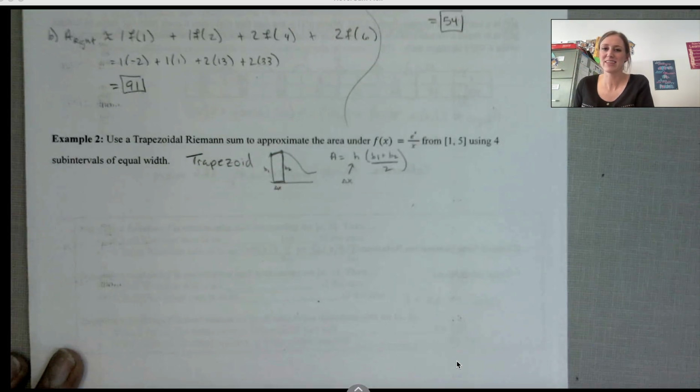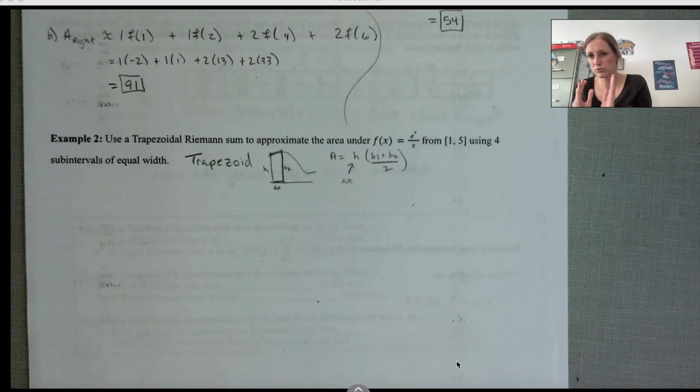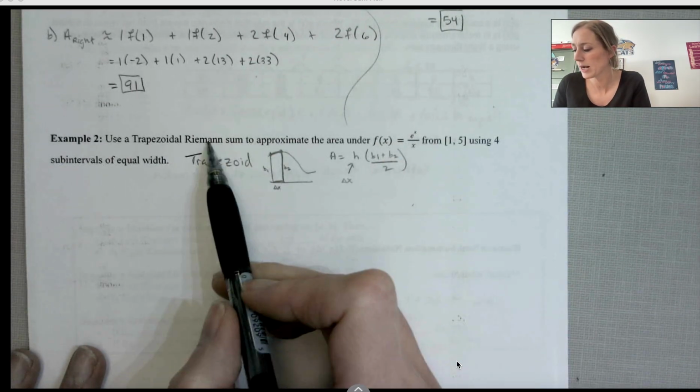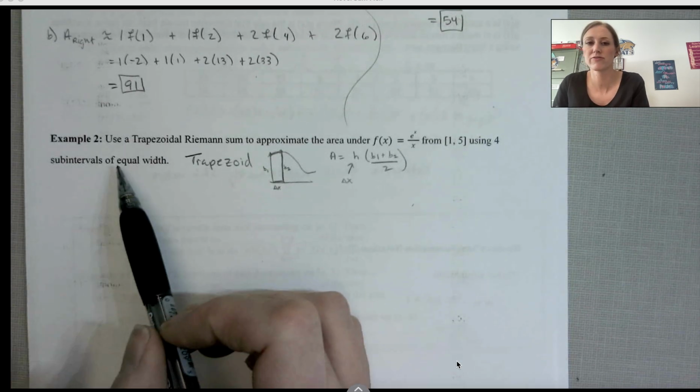Okay, so that is how I find the area of a trapezoid. So instead of doing rectangles, we're just doing trapezoids. Okay, so let's look at this. So here's our function f of x. We're using a trapezoidal sum. We're using 4 subintervals of equal width.